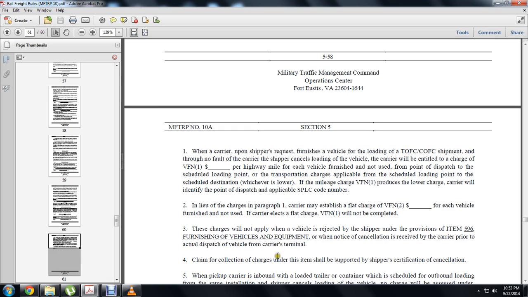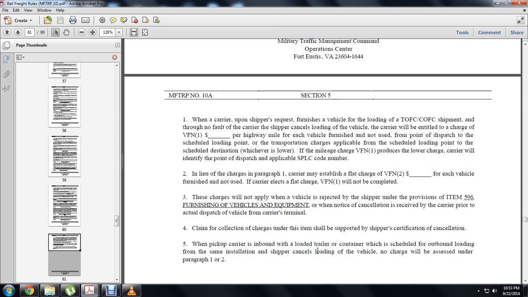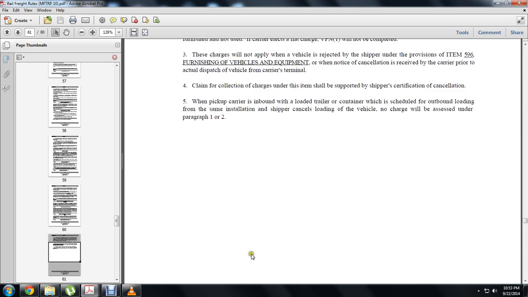Claim for the collection of the charges of the items supported by the shipper certification of cancellation when the pickup is inbound and loaded trailer container of the scheduled outbound loading and the same installation. Shipments loading of the vehicles will not be charged when they are assessed under paragraphs 1 and 2.